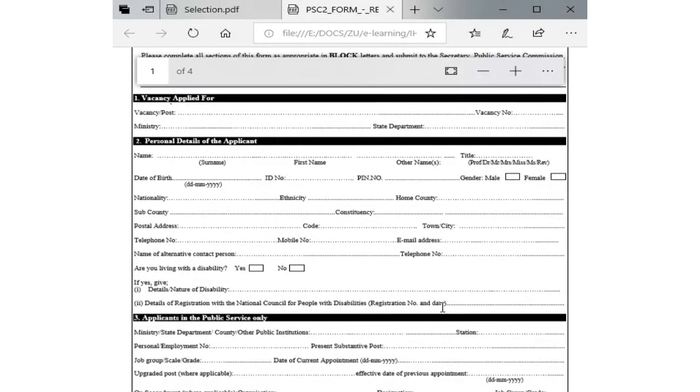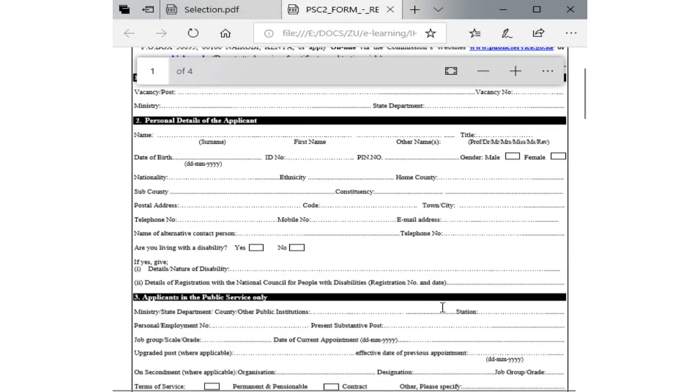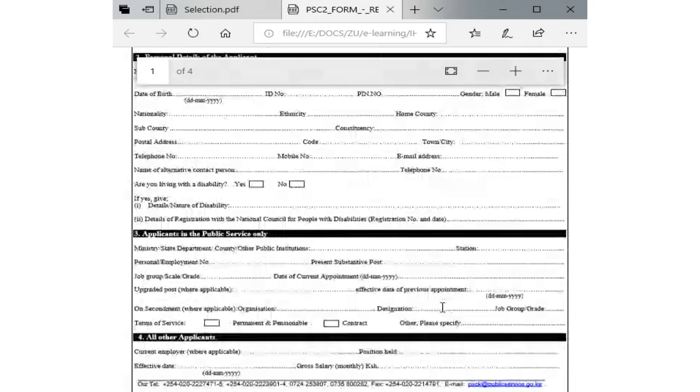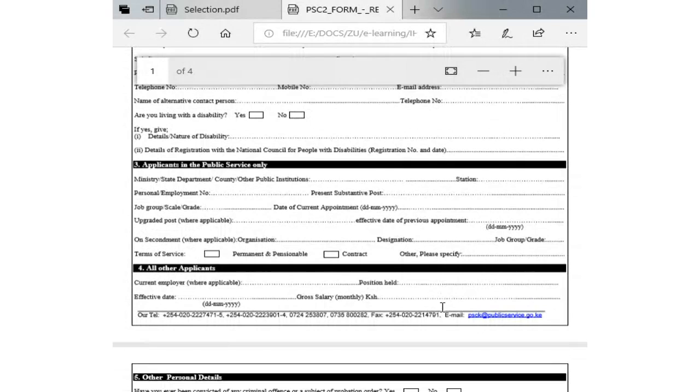Yes or no? So mark the right one. If yes, give details. Nature of disability should be given. Details of registration. If you are disabled, then it means you should have registered. So what's your registration number? When were you registered? And next is the applicants in the public service only. If you have been employed by the Public Service Commission, then that is your part. If you are not, ignore it and move to the next one, which is all other applicants.